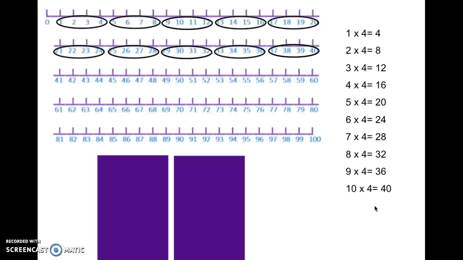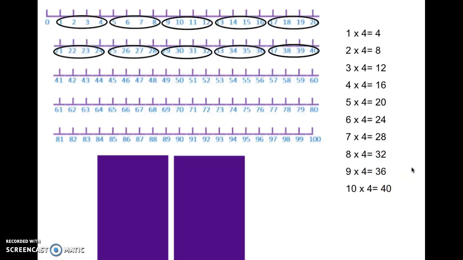All right, so some of the patterns that I found are, if you take a look at the ones digits, you'll see a pattern. It starts off with 4, 8, and just the ones digits, 2, 6, 0. And then it repeats 4, 8, 2, 6, 0.